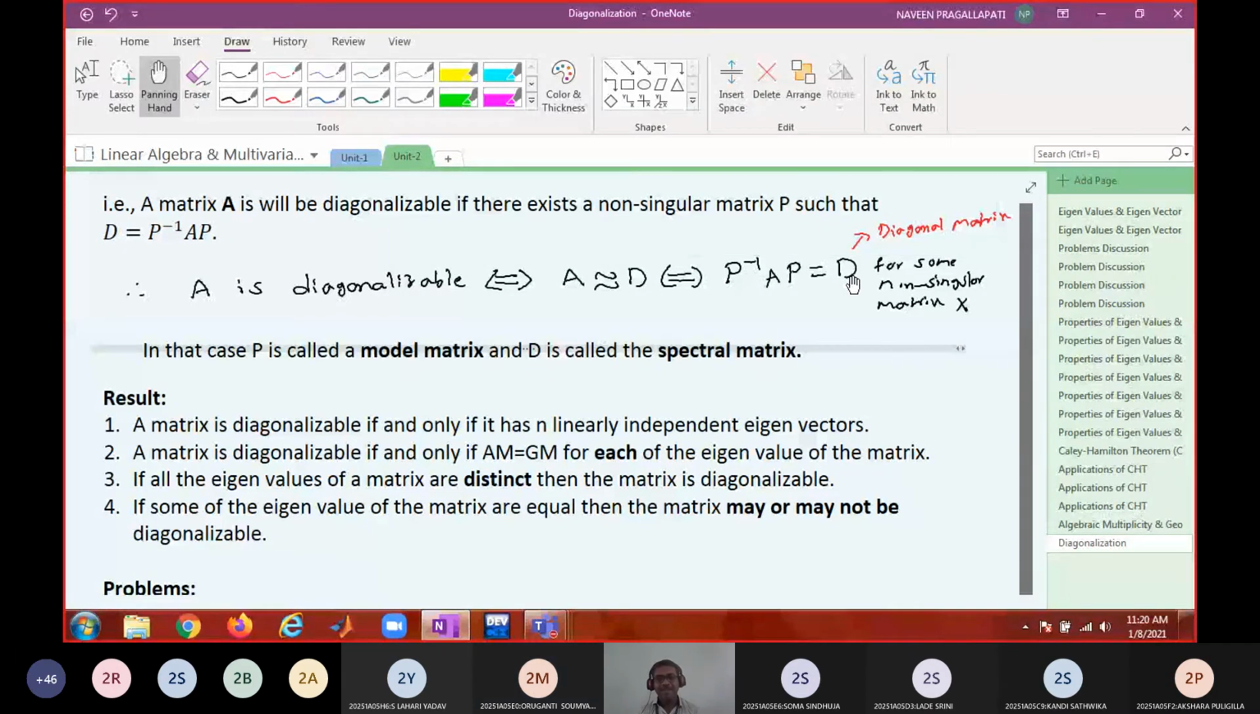How do you justify it? A and P inverse AP will have the same eigenvalues. That is the result we proved. In this case, P inverse AP is nothing but D. Therefore, A and D will have the same eigenvalues. If A and D have the same eigenvalues, how can you say that those eigenvalues will be the diagonal elements of D?